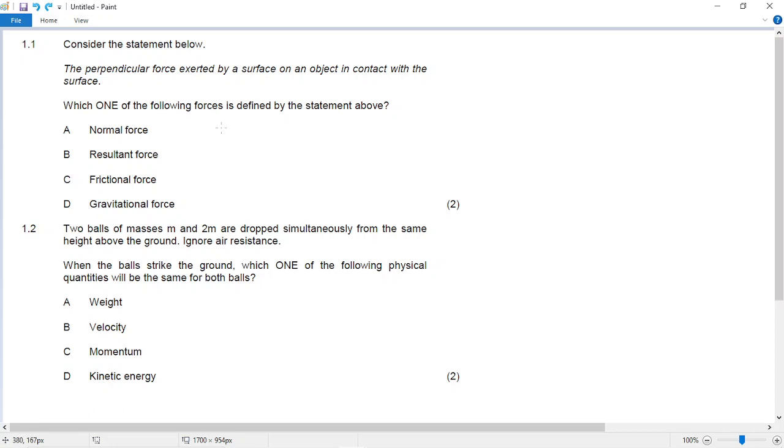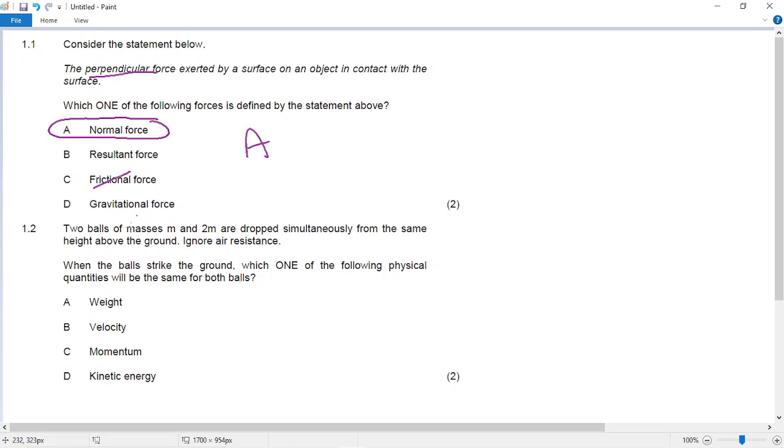Consider the statement below. The perpendicular force, this is a very key word, perpendicular. The perpendicular force exerted by a surface on an object in contact with the surface. Which one of the following forces is defined by the statement above? If you know your definitions, you will know it is A, the normal force. That is the perpendicular force.